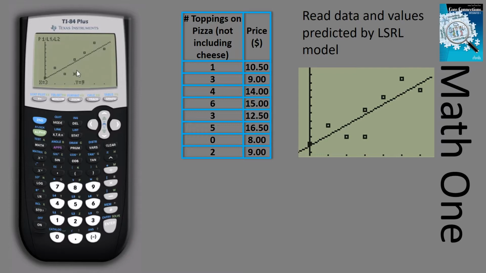Just in terms of a review about a function, it's clearly a scatter plot, right? But the table does not represent a function, because a 3-topping pizza either refers to $9 or it refers to $12.50.